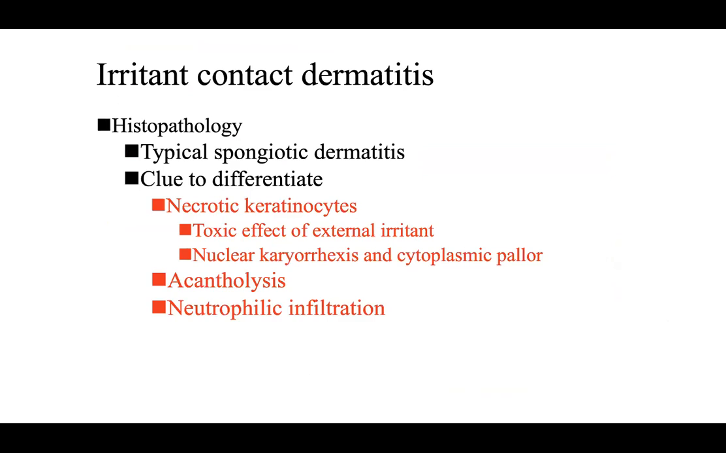On histopathology, you're going to see that typical spongiotic dermatitis. The clues to differentiate compared to allergic contact, you're going to see more necrotic keratinocytes in irritant contact. You're going to see that toxic effect of the external irritant with some changes even to the nuclei of the cells. So you're going to see more karyorrhexis, more cytoplasmic pallor, more acantholysis, and more neutrophilic infiltration. So these are some clues to help you differentiate.